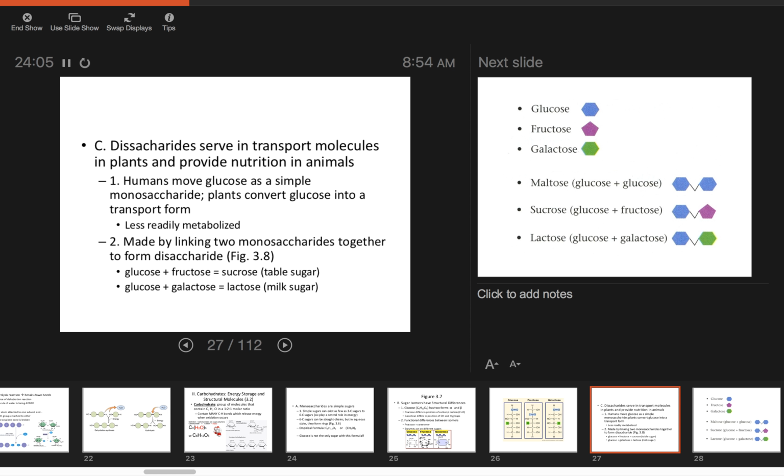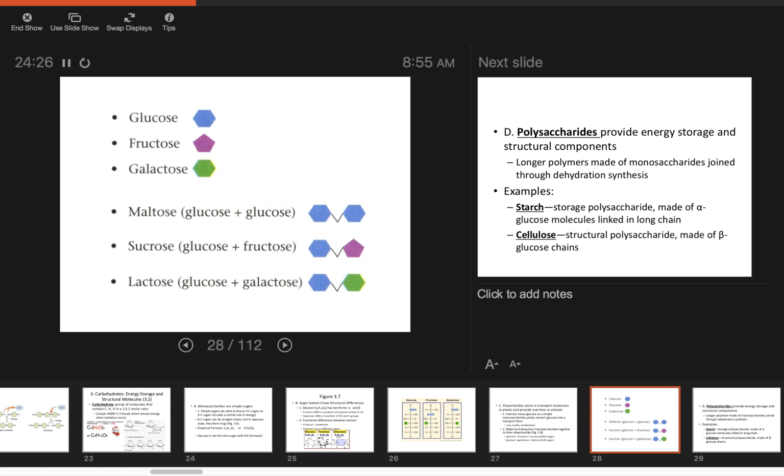lactose. Are those the only three monosaccharides? How do you know if there are more? These are the big ones. Wait, what's a one sugar? Is that what monosaccharide means? Yeah, just one sugar.